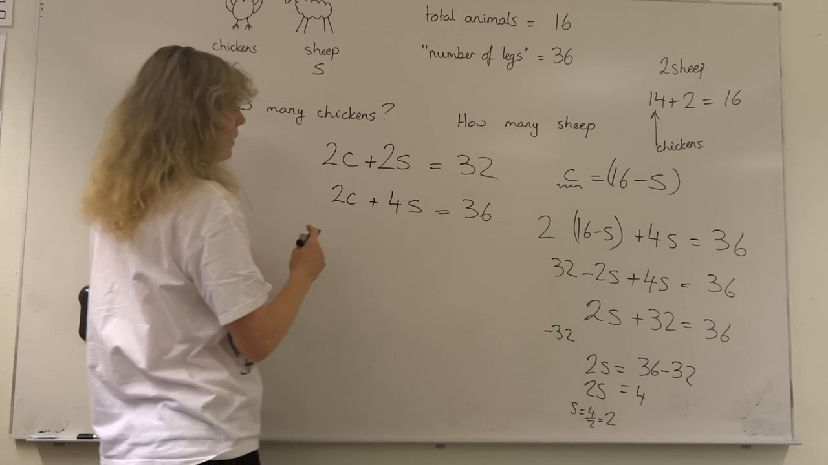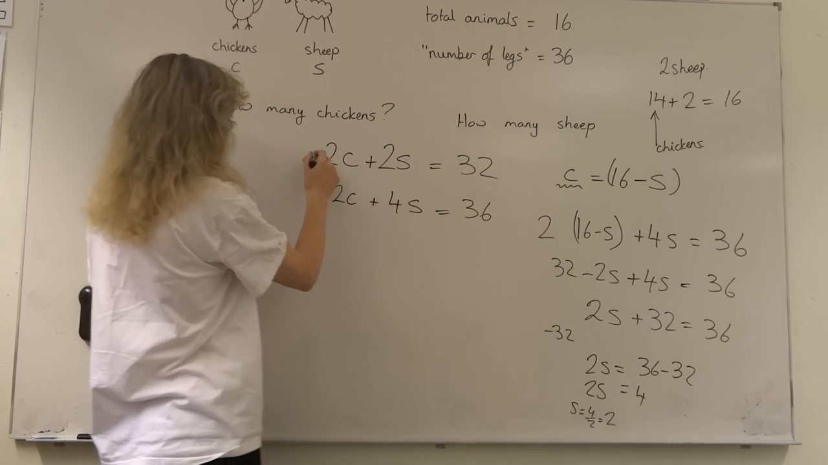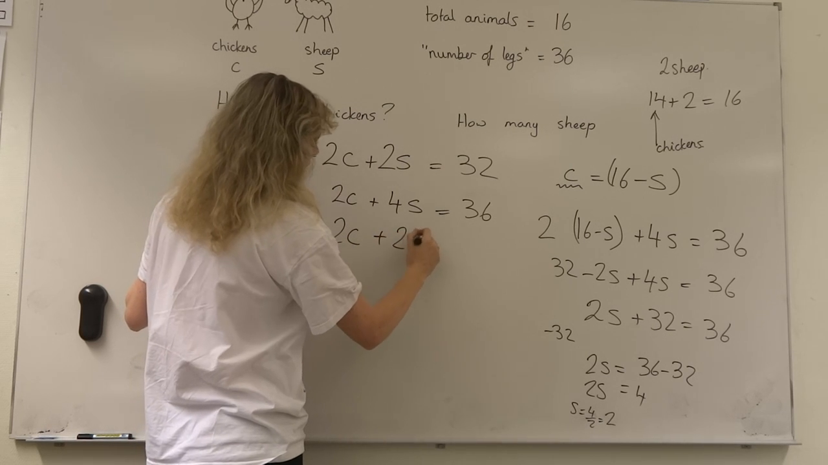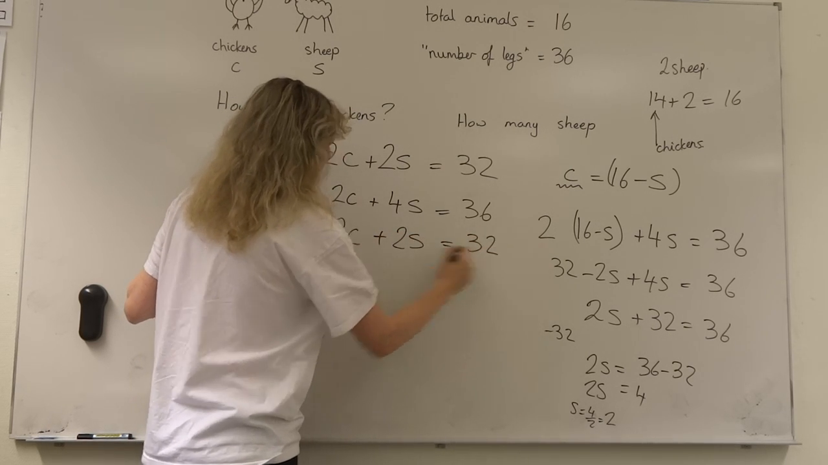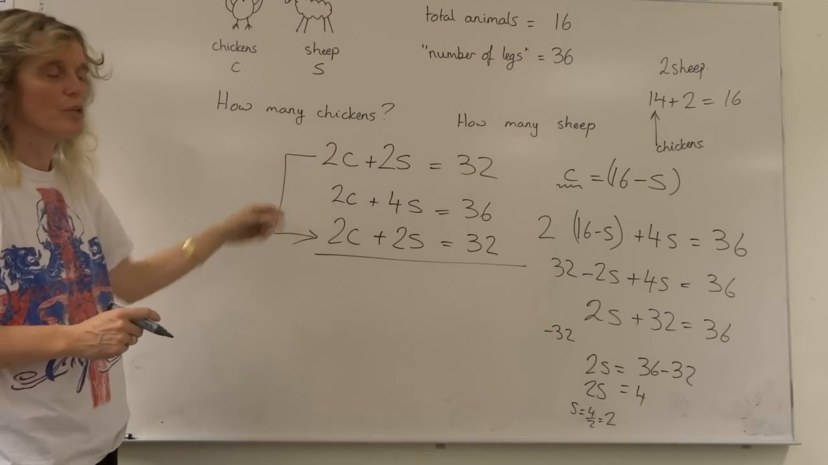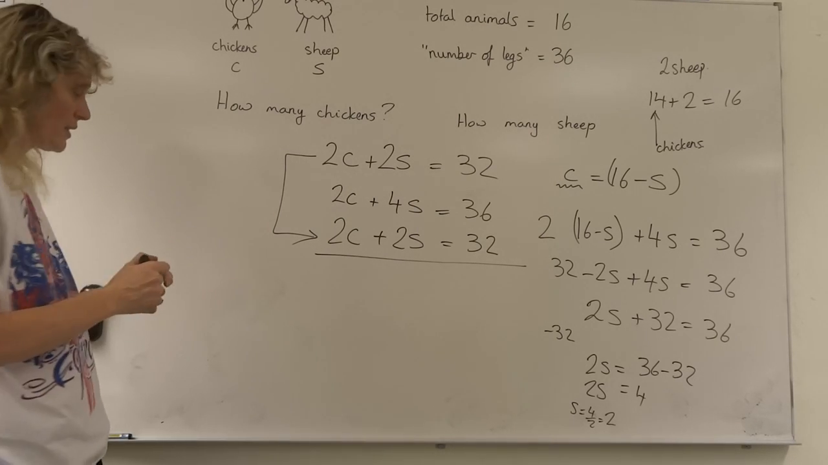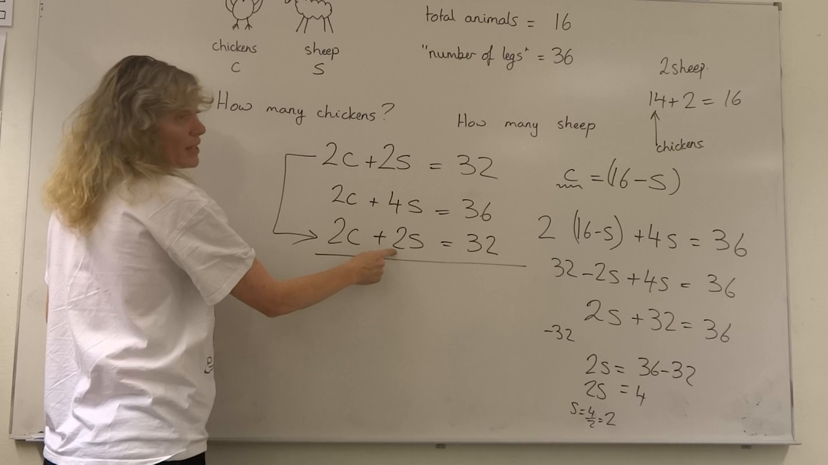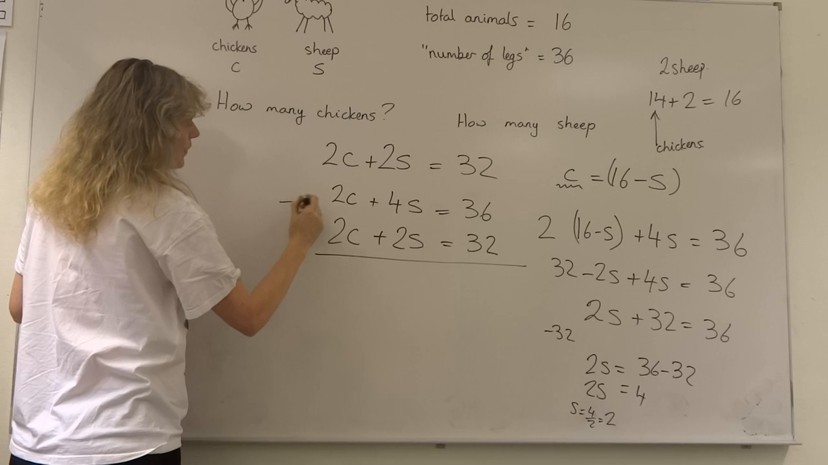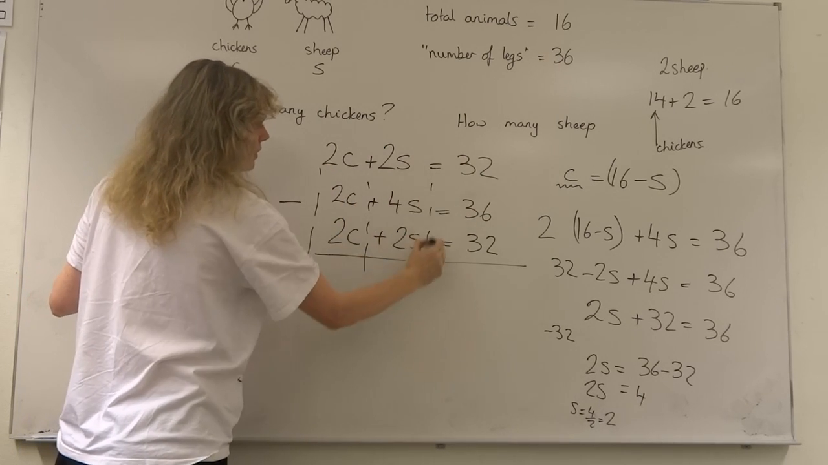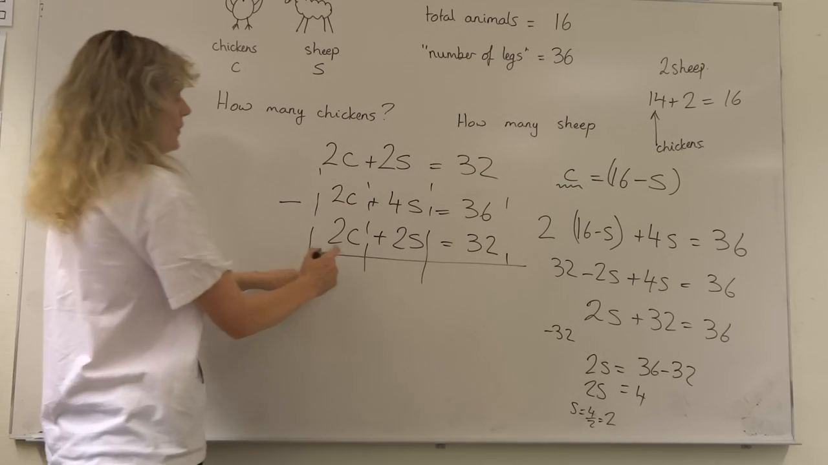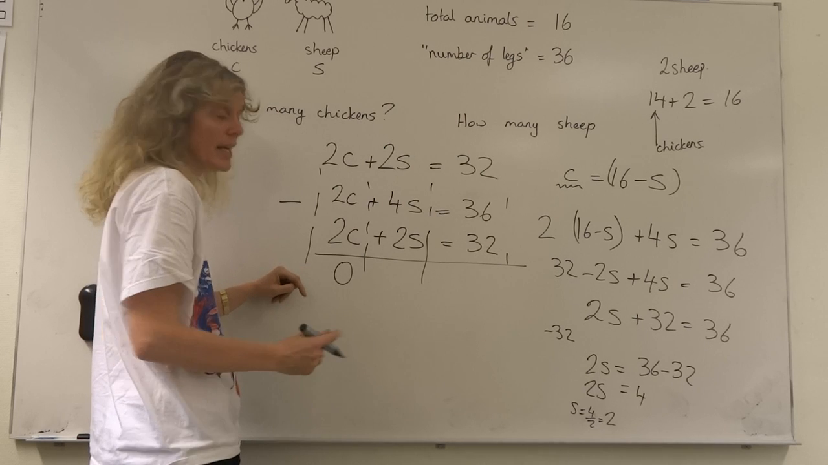Okay, so let's do that. Let's move this equation down here. We have 2c plus 2s equals 32. The reason that I move this equation, it doesn't matter whether it's on the top or the bottom, it just makes it easier, it makes me not get lots of negative numbers. Because here I've got 4s minus 2s. What I can do now is a big subtraction, and I keep all of these columns by themselves. And I say, what's 2c take away 2c? 0. That's what I wanted. I've got rid of the c now.